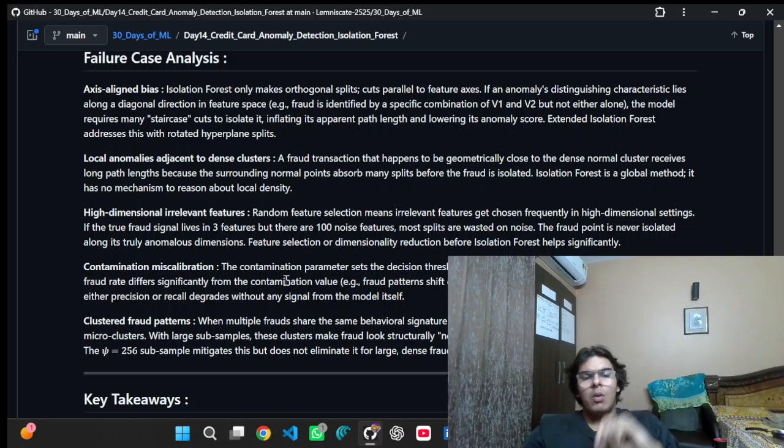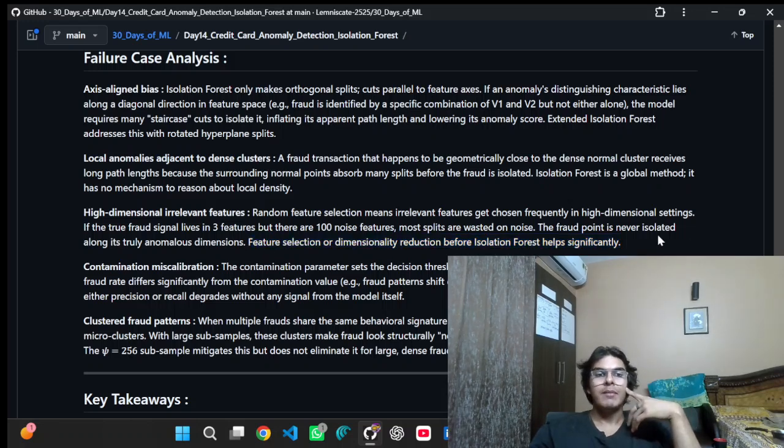Failure cases. Again, high dimensionality, I think I stated this in the beginning as well. High dimensionality is a big disadvantage in this case, because random feature selection is not going to be as successful as we want it to be when there are irrelevant features. So if we are dealing with a high dimensional data set, then maybe we should apply something like PCA or an autoencoder based method, where we first reduce the dimensionality and then go forward with applying the model. Feature selection or dimensionality reduction helps significantly. So this is one of the ways we can mitigate it.